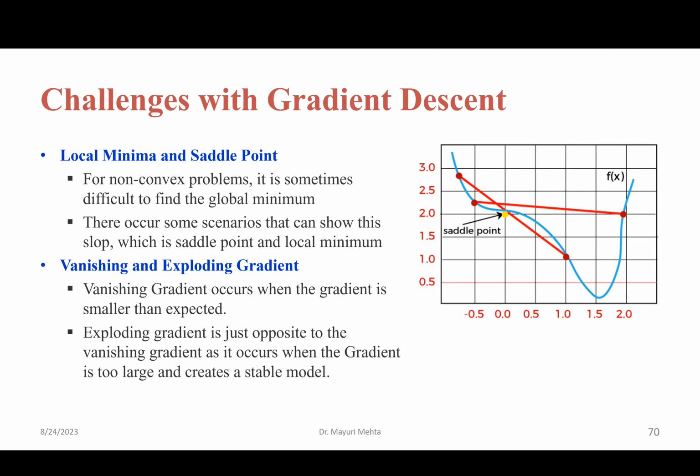And what is exploding gradient? Of course, it is just the opposite of vanishing gradient. It occurs when the gradient is too large and creates an unstable model. In this scenario, the model weights increase and they will be represented as NaN, not a number. This problem can be solved using dimensionality reduction techniques, which help to minimize complexity within the model. Okay, so this is about the exploding gradient.